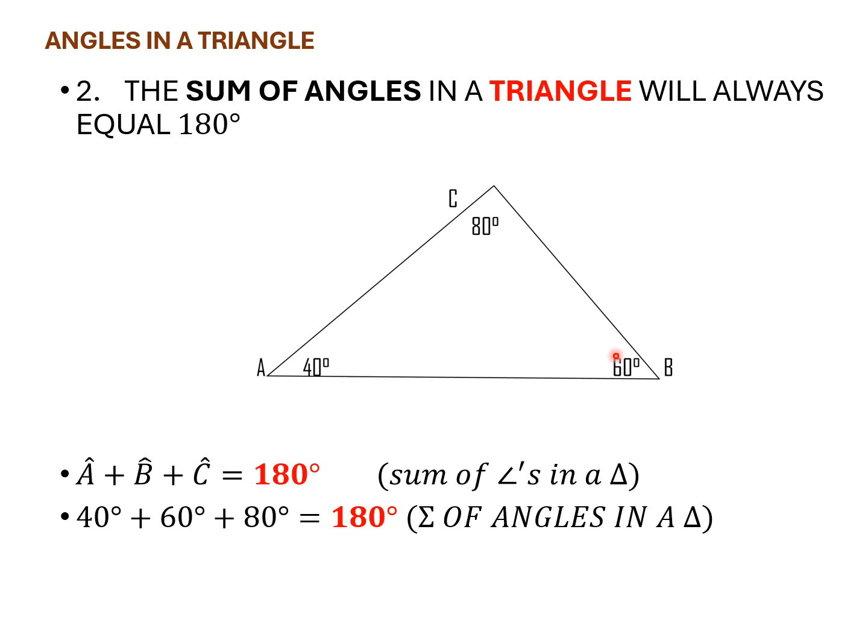So 40 plus 60 is 100. 100 plus 80 gives me 180. So as you can see, 180 equal 180. So the sum of angles in a triangle. Right? So that one we'll also use to solve problems.